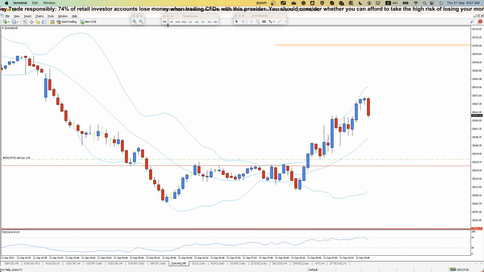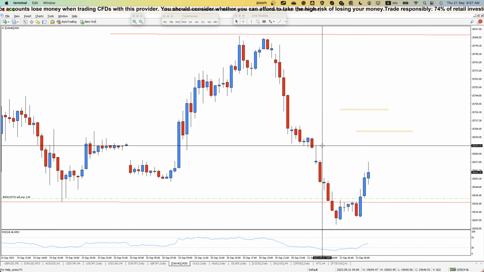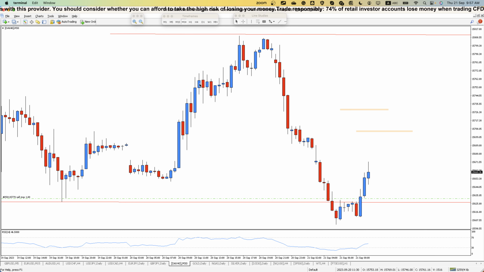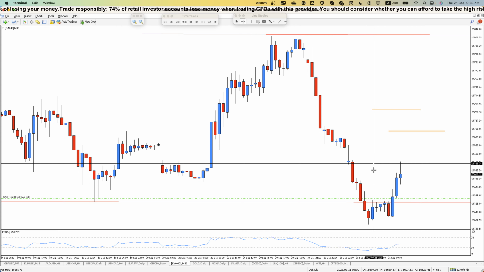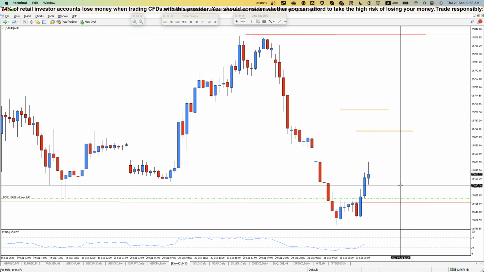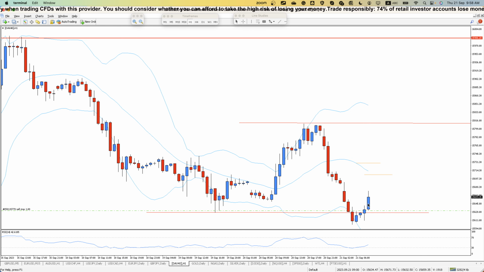Because the market, generally speaking, is in a downtrend, and in a downtrend it is easier to trade to the downside. Okay, so we are looking at the 30-minute chart. That's the hourly chart.